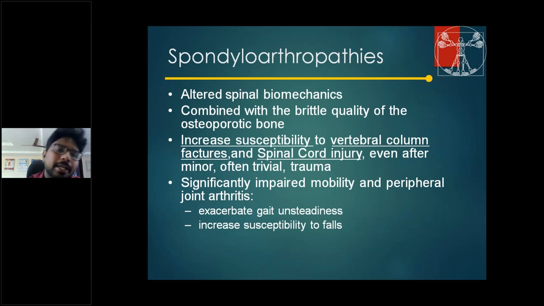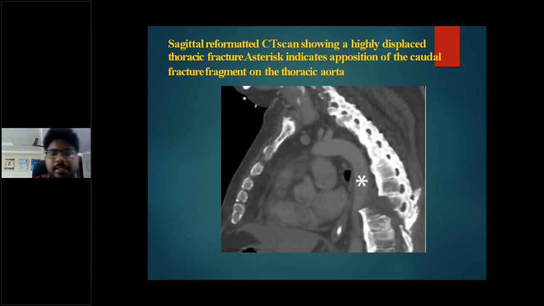So the spine mechanics will be altered. There is susceptibility to vertebral column fractures and spinal cord injury with trivial trauma. And there will be gait unsteadiness and increased susceptibility to falls. So here you can see a CT scan showing this is the bamboo spine. What happened? Whenever there is stress, it caused a fracture at the thoracic level, which is impinging on the aorta. So it is very prone to fractures.